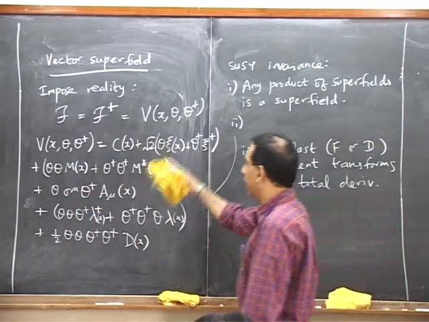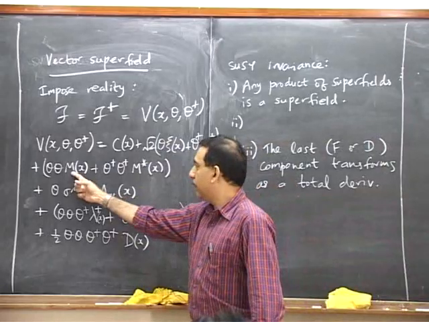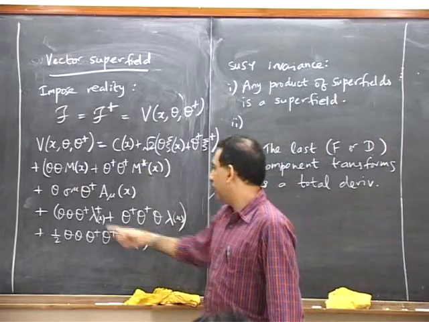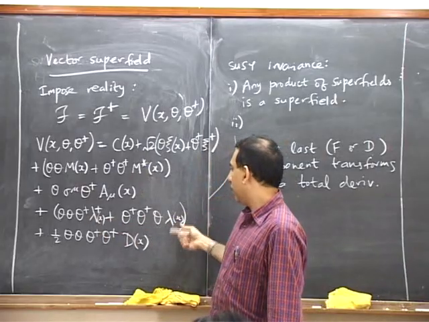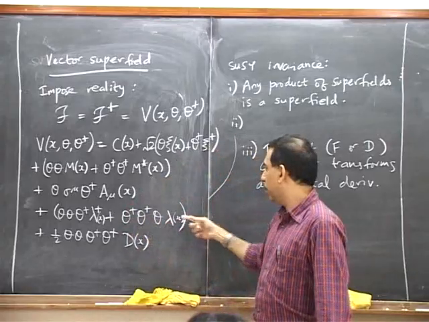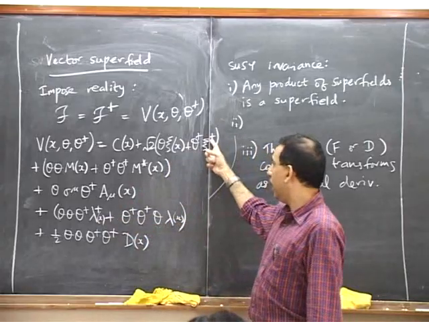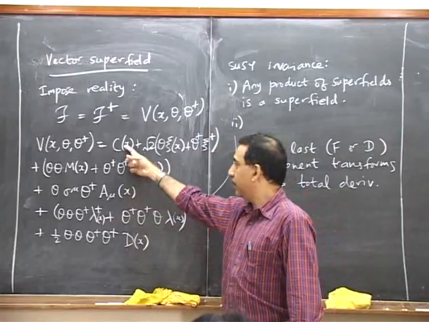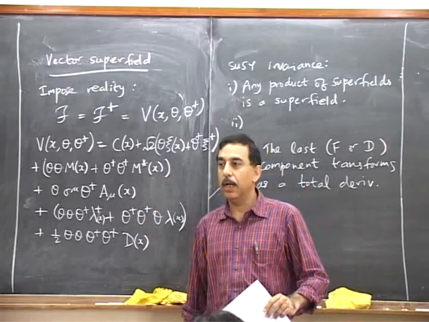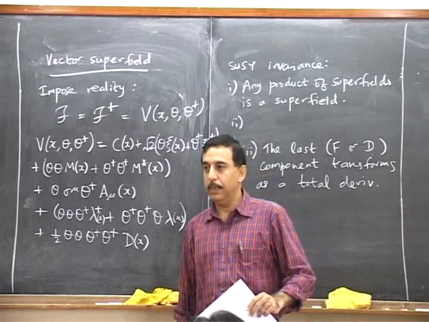Not all the fields appearing are real in a natural way. This is naturally complex but occurs with its complex conjugate. Same is true of lambda, because lambda is a fermion, so it has no choice to be real. So it will occur with its complex conjugate, so is psi, and then d is real and c is real. Any question? Yeah, that's correct. Thank you.